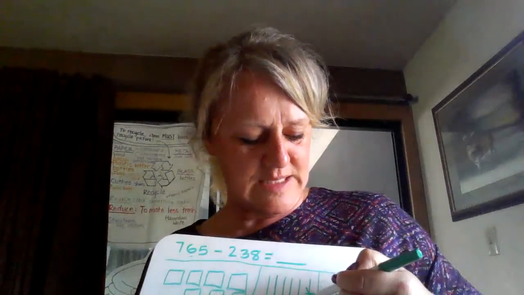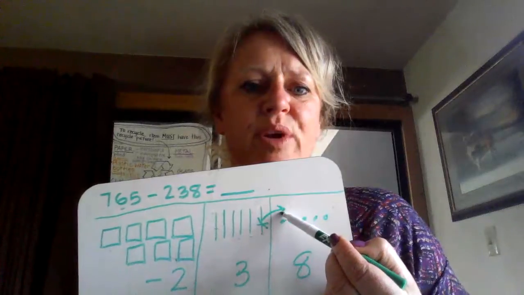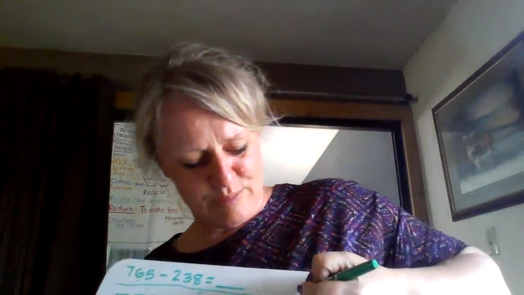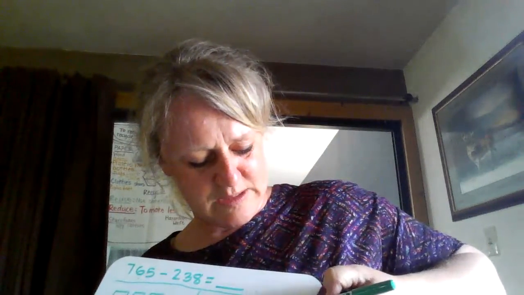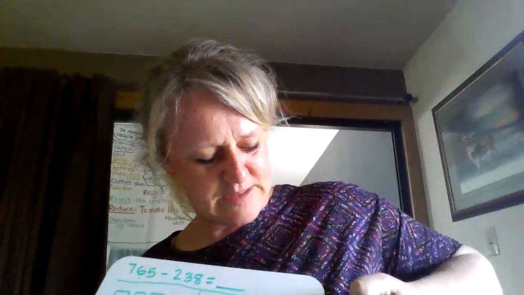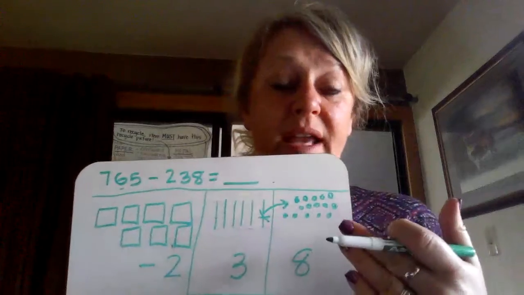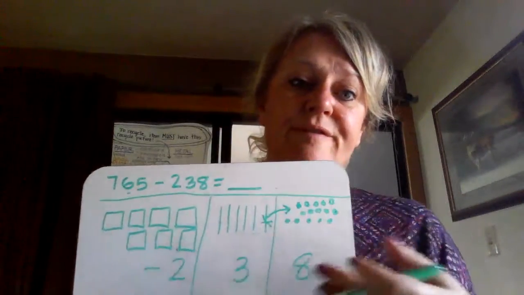Take one of these tens and bring it over here and break it apart. Okay. So then you put 10 here. 5, 6, 7, 8, 9, 10. Okay. So now I have 15 because I had 10 and 5. So now I have 15 over here.